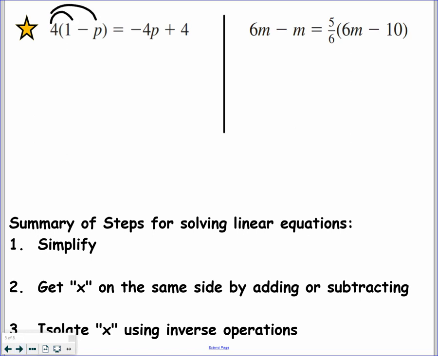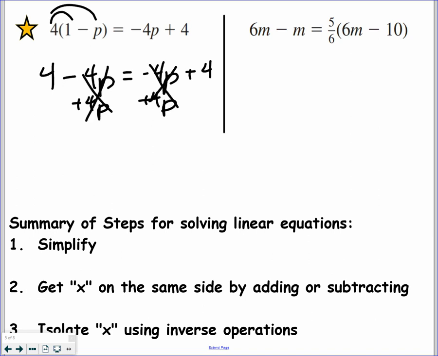I'm going to distribute. There's a parenthesis. I'm going to add 4p to both sides. And uh-oh, p's cancel on both sides. Remember, this is a no solution or an infinitely many solution. Because 4 does equal 4, you would write infinitely many solutions.